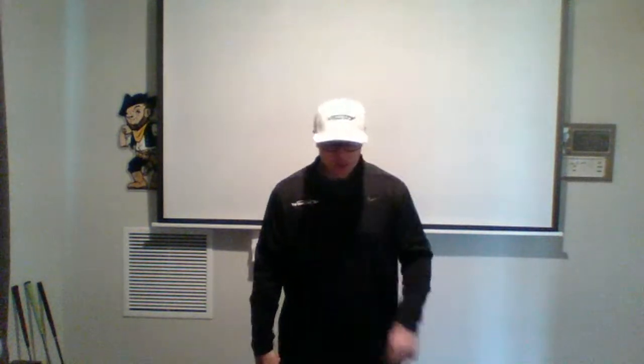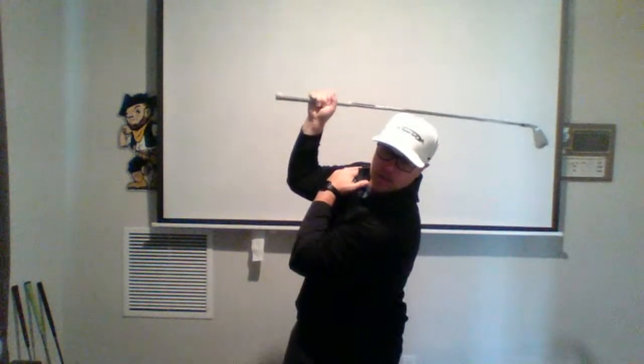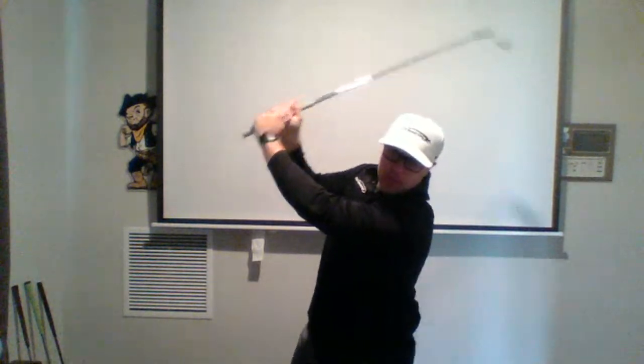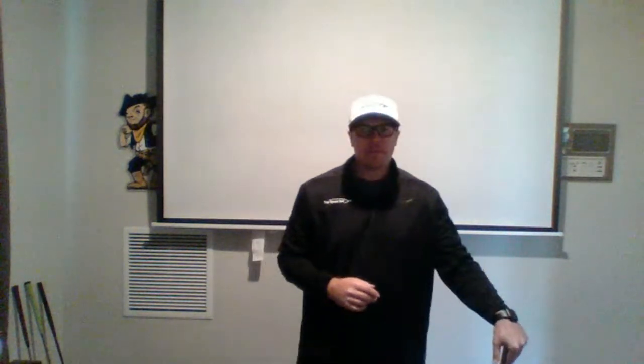So let's talk about loading up improperly and what that would look like. If I'm going up to the top and my spine angle is leaning toward the target, well, what's going to happen here is in the downswing, I'm going to want to fall away. When I fall away, I'll chunk the ball or thin the ball or even top the ball sometimes. So that may be what's going on there.